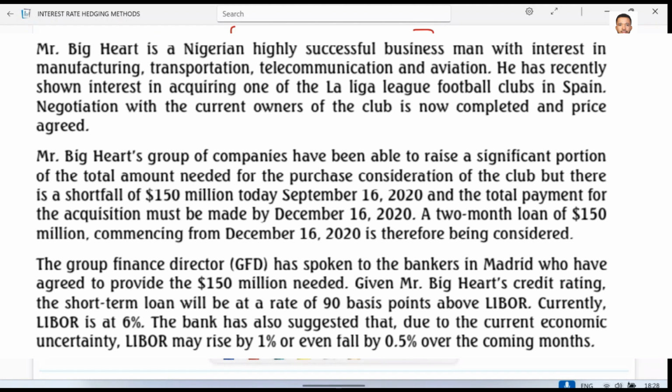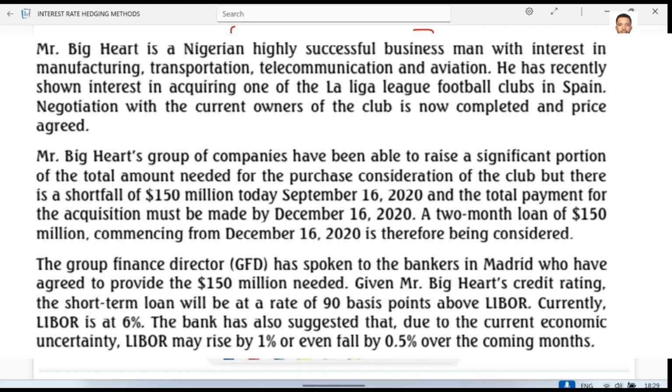Okay, so I'm reading. Mr. Bigat is a Nigerian highly successful businessman with interest in manufacturing, transportation, telecom, and aviation. He has recently shown interest in acquiring one of the La Liga football clubs in Spain. They don't want to call his name, but it is Dangote actually. Dangote wanted to buy a football club one time, Arsenal. It's not La Liga, but they just changed it so that they don't name him, but they are referring to him.